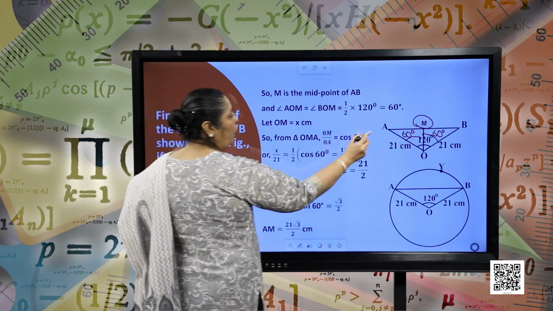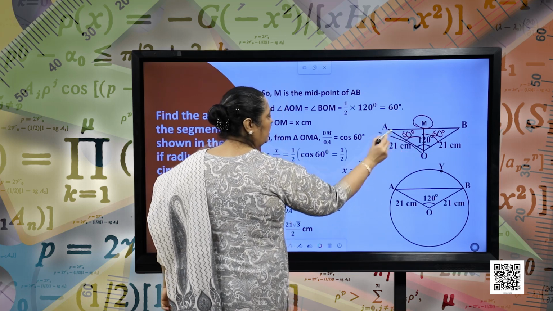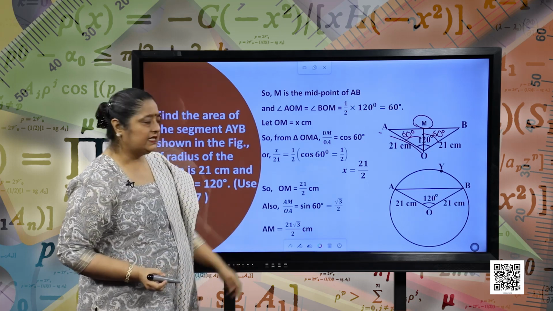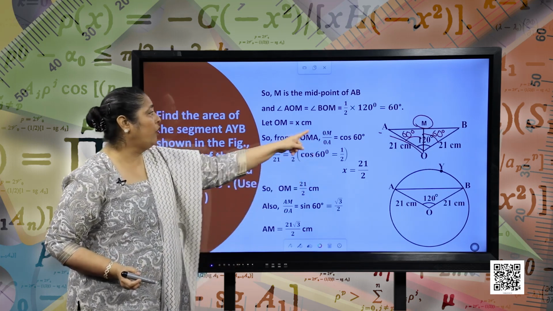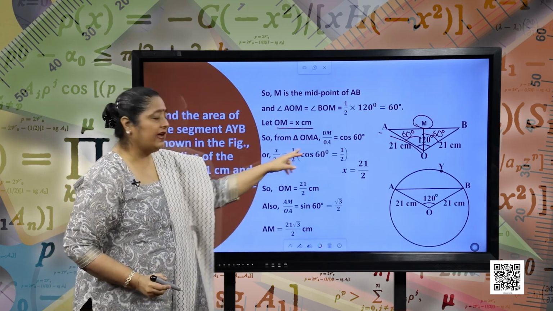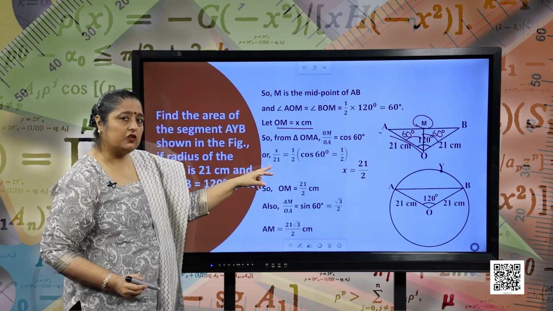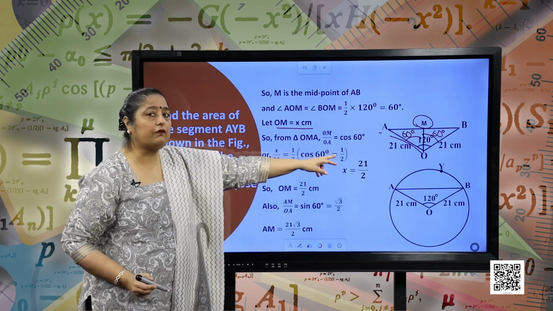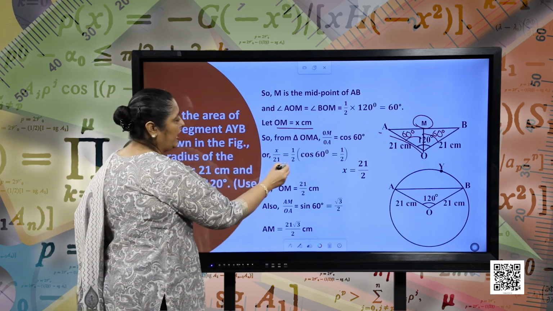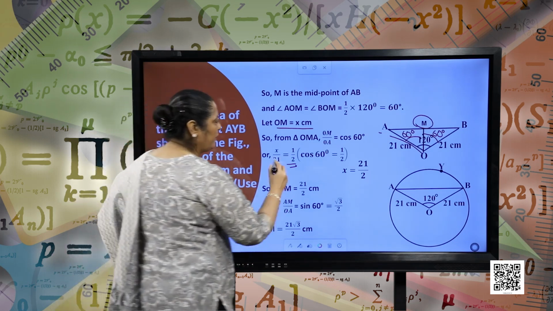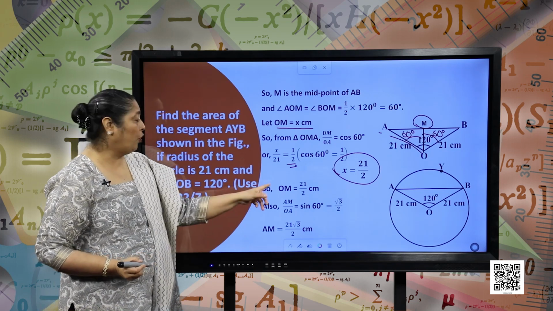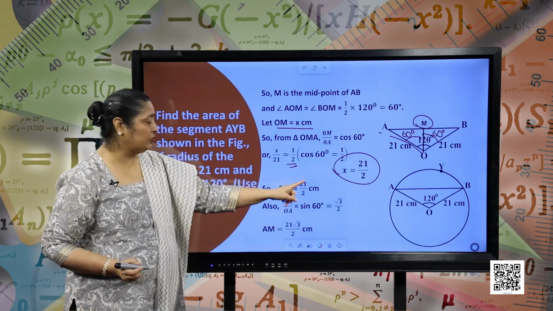Then in triangle OMA, OM divided by OA will be cos theta. Substituting the value, we have OM as x centimeter, and OA is the radius of the circle, so 21 centimeter, and value of cos theta, we know that cos 60 is 1 by 2. So, the value of x comes out to be 21 by 2. This is OM. OM is 21 by 2 centimeter.